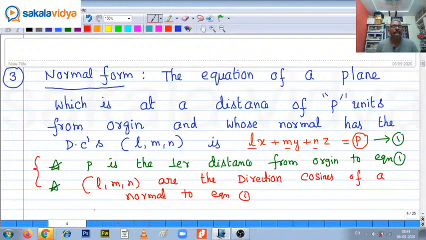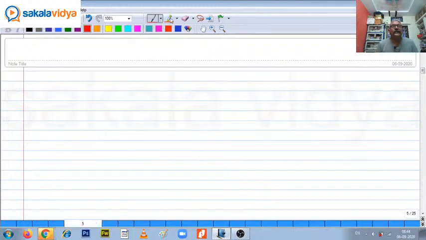This is called the normal form. Now the fourth point.